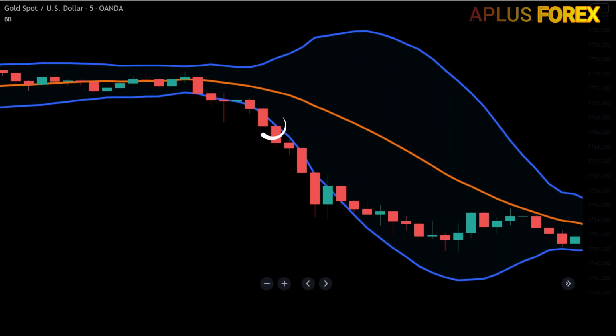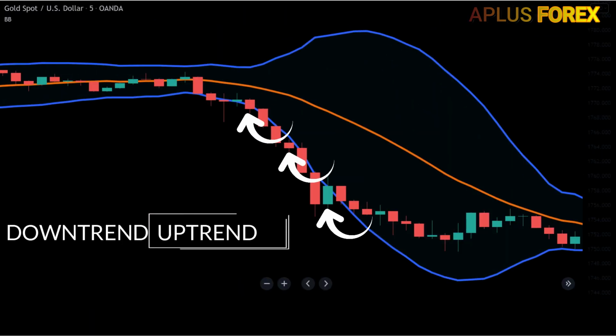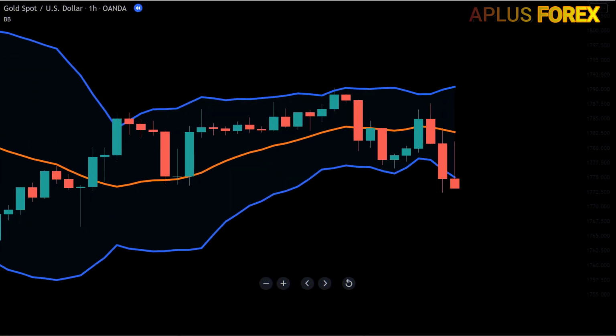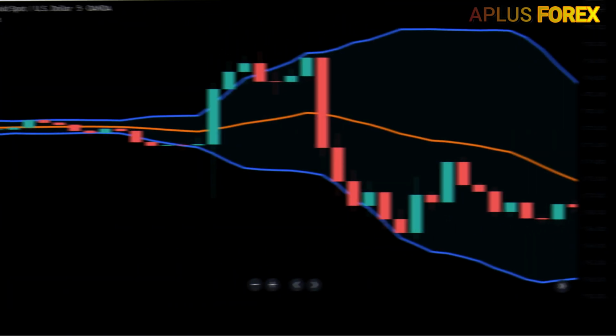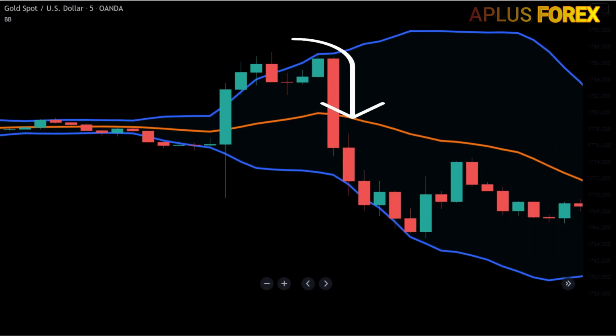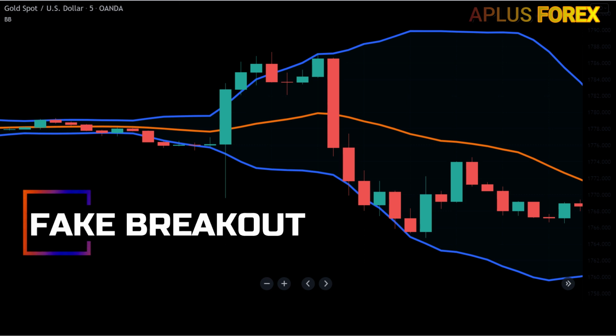Price can exceed a band envelope for longer periods during strong downtrend or uptrend markets. A strong trend continuation can be expected when the price moves out of the bands. However, if prices move immediately back inside the band, then this suggests a possibility of a fake breakout.